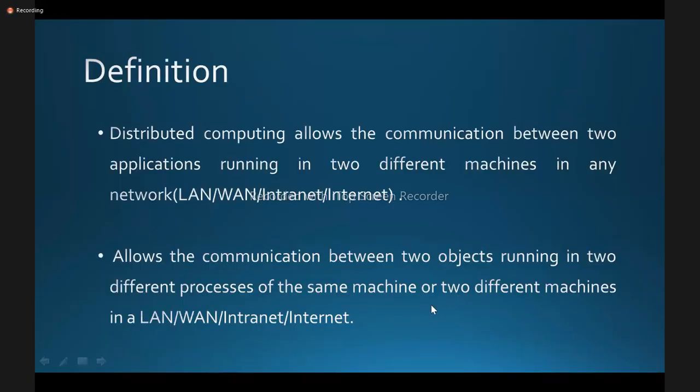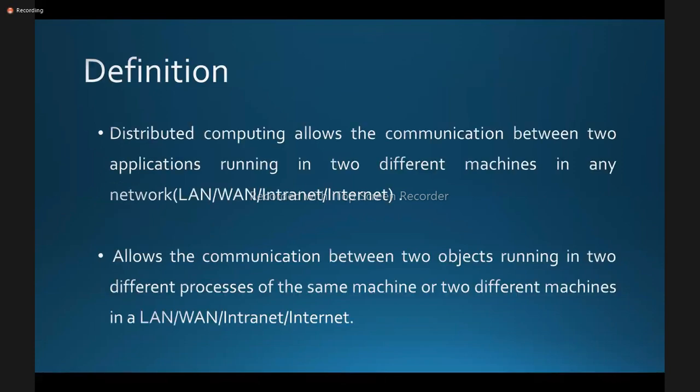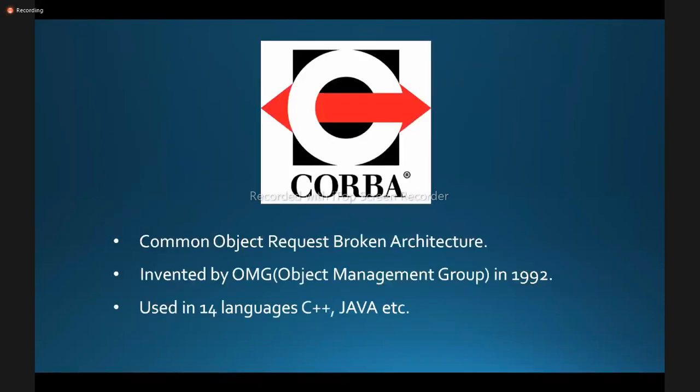Distributed computing allows the communication between two applications running on two different machines in a network, or allows communication between two objects running in two different processes also. That is distributed computing. And so many distributed computing architectures are there: CORBA, DCOM, RMI, EJB, web services, remoting. CORBA is Common Object Request Broker Architecture, invented by the OMG Group in 1992, and it is used in more than 14 languages.